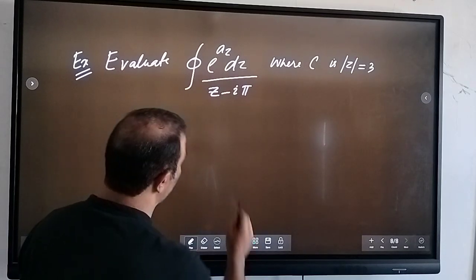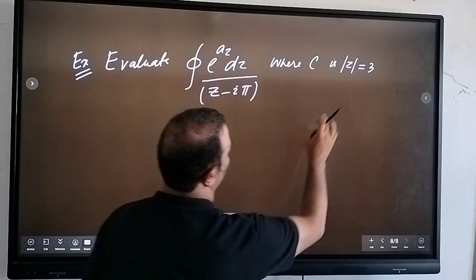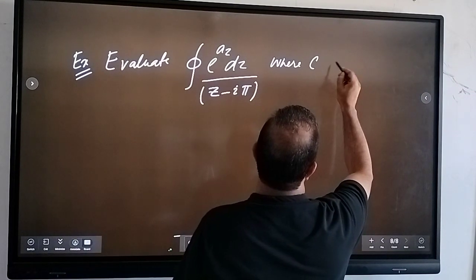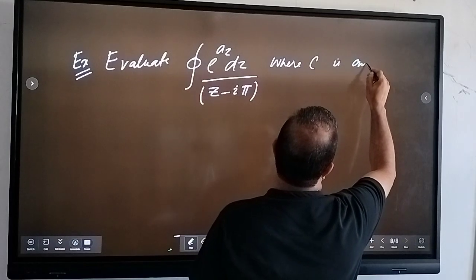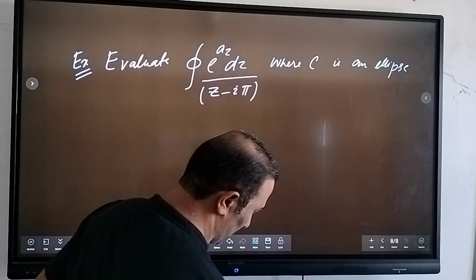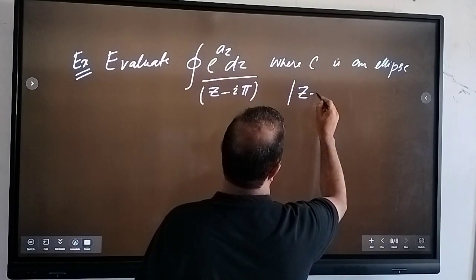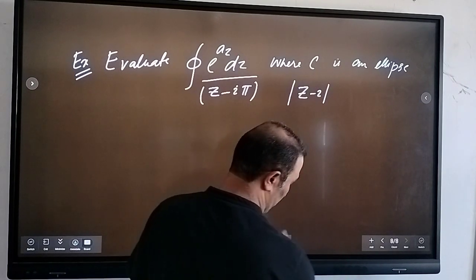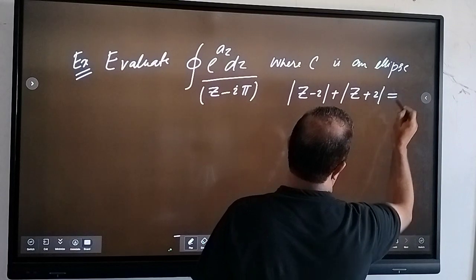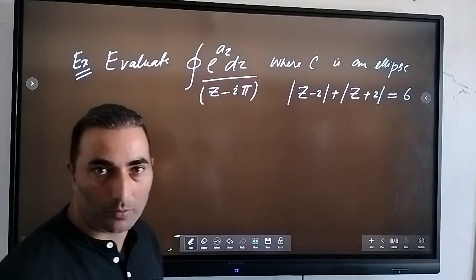So if we take this function, where C is an ellipse. So I basically take another problem, a bit different from this one, where C is an ellipse, with the condition that |z - 2| + |z + 2| equals 6. So while C is an ellipse, our ellipse is here.